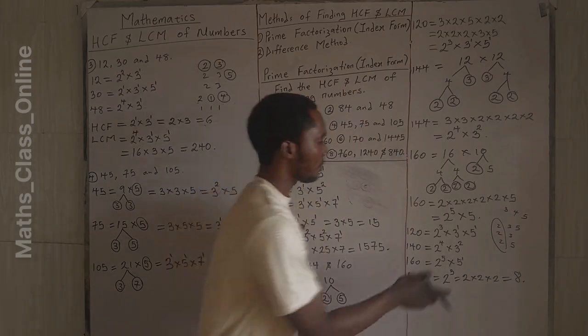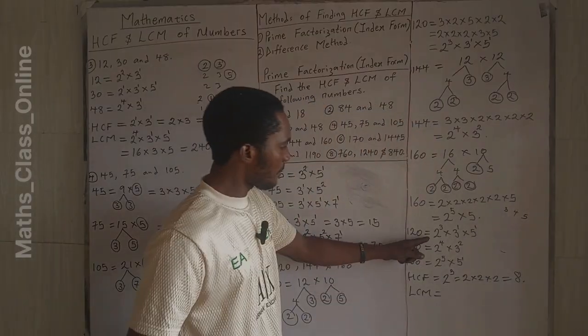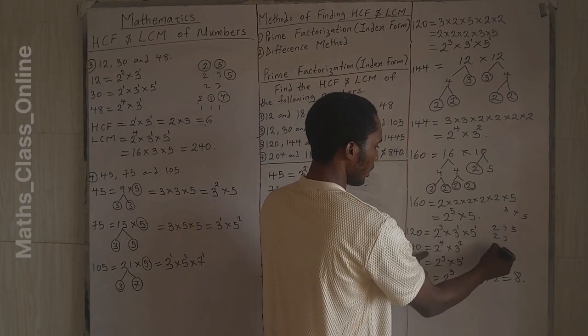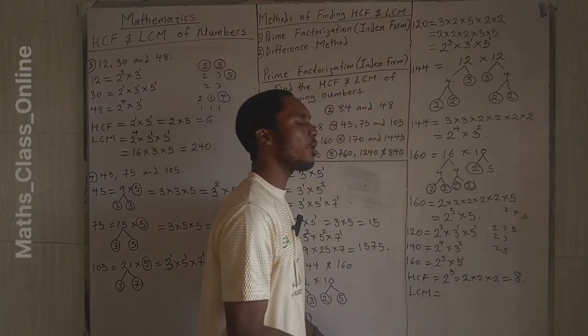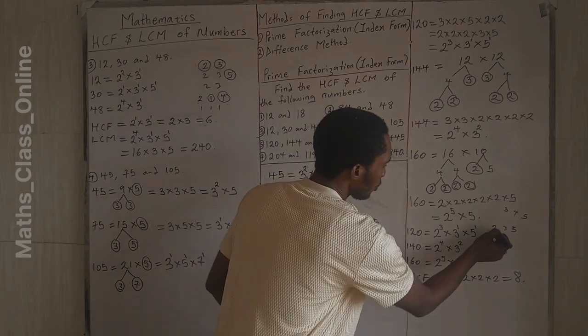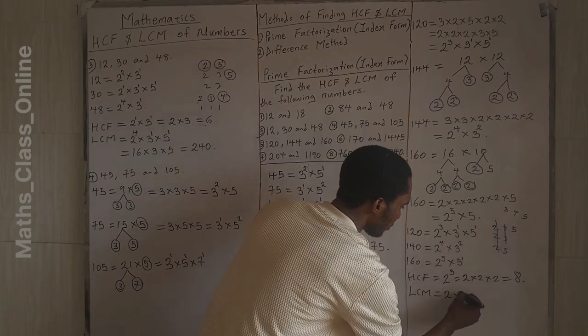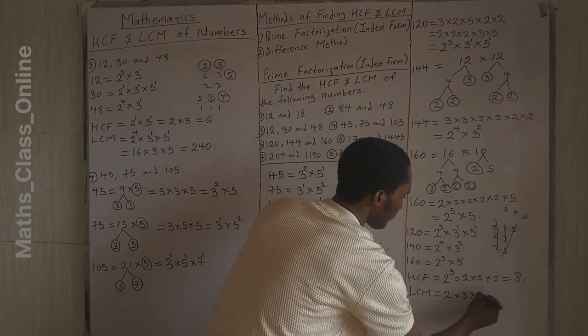Now LCM. The prime numbers we have here are what? 2, 3, 5, 2, 3, 2, 5. Write out all the prime numbers. 2, cancel the 2 that we have here. 3 and 5.